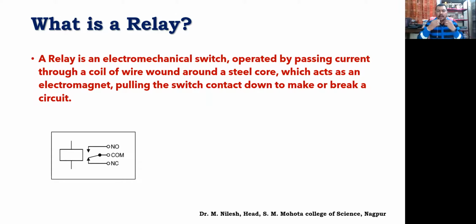What is a relay? A relay is actually an electromechanical switch. Electromechanical switch means we electrically make a coil, and through that coil we operate a magnet, right? So whenever a coil is wound on that, and whenever current is passed through that coil, the iron piece becomes a magnet, and it switches on, it pulls down or pulls off a circuit.